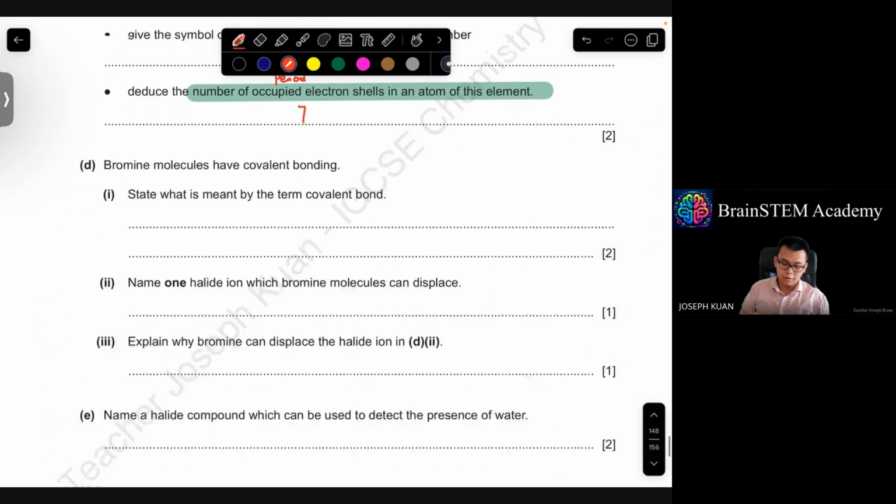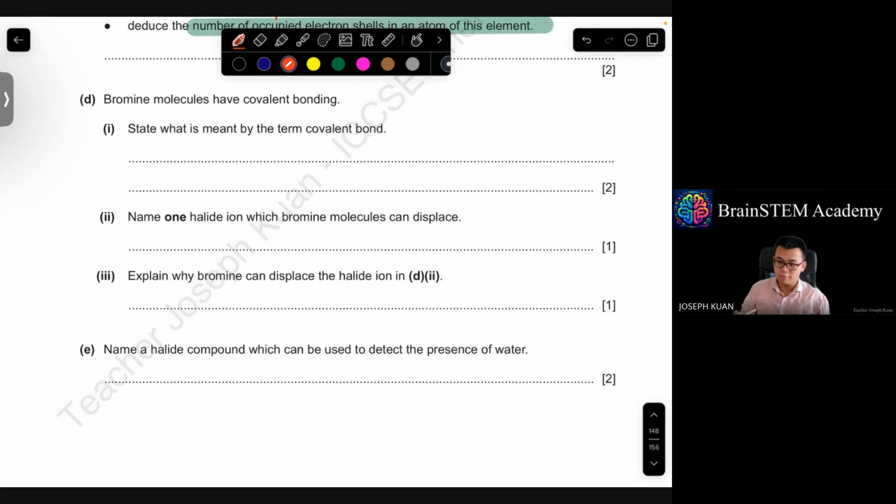Okay, bromine molecules have covalent bonding. State what is meant by the term covalent bond. It's a pair of electrons shared between two atoms. Two atoms share a pair of electrons. Okay.